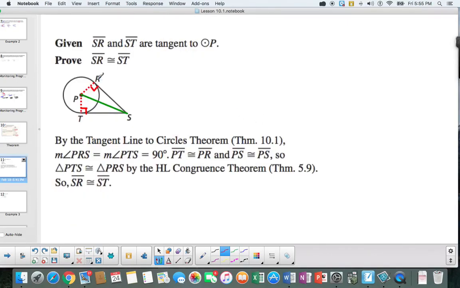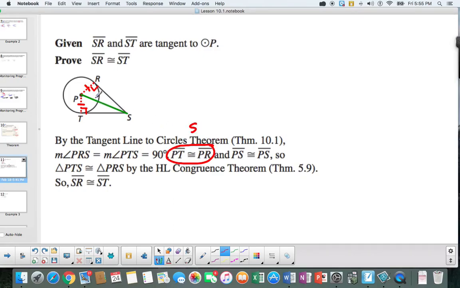Now here are the two tangents right here. Since they're tangents, I know they're making a right angle with a radius. And then I'm going to connect point P and S because I want to create two triangles. Now I know that the radii are congruent to each other, and that's right here. So that's going to be an S pair.